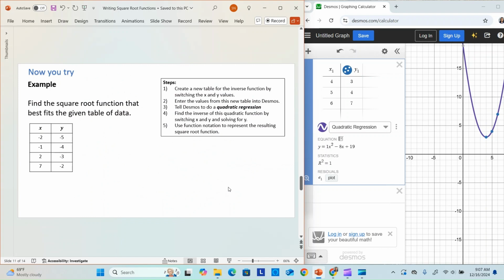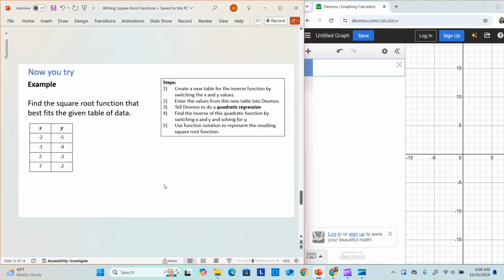So now you can pause the video and try doing this example on your own. Here, once again, we have another table of data. Remember, the first step is to switch x and y so that we can find the quadratic. So I'm going to go ahead and switch x and y. I have negative 5, negative 4, negative 3, negative 2 as my x values now, and then I have negative 2, negative 1, 2, and 7 as my y values.